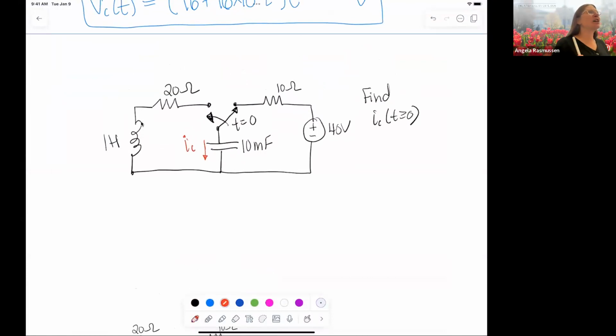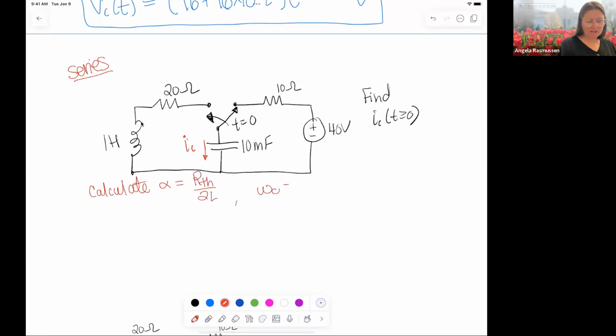All right, so what did you guys find, series or parallel? Okay, I think I'm hearing everybody. So series is correct. You put it in the final position and look at the connections between the L and the C. So yes, you should find that it's in series. All right, what did you do next? Okay, so calculate alpha and omega naught, correct? Alpha is RTH over 2L, and omega naught is the square root of 1 over LC.